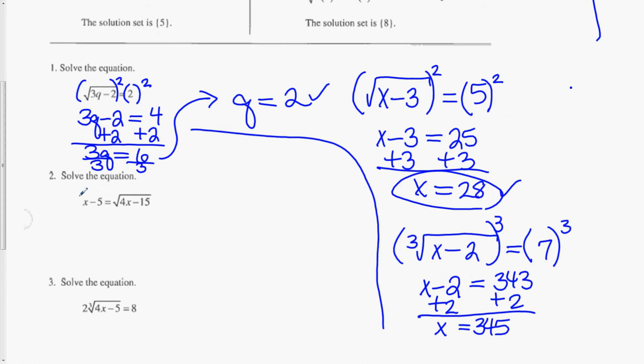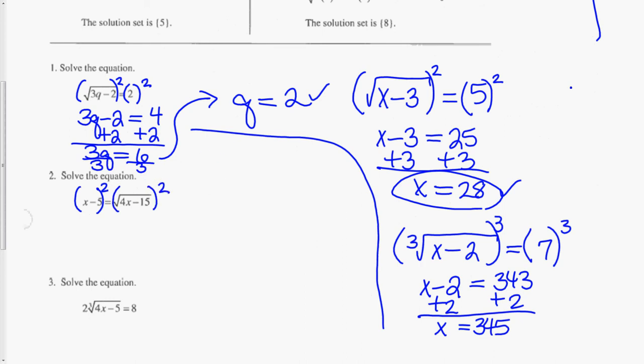Now let's look at this number 2 that I've got over here. I've got x minus 5 equals square root of 4x minus 15. Now, even though the root is on the right-hand side, the other ones we've kind of kept them on the left side, it's still isolated. It's by itself. So it's a square root, so I'm going to square both sides.